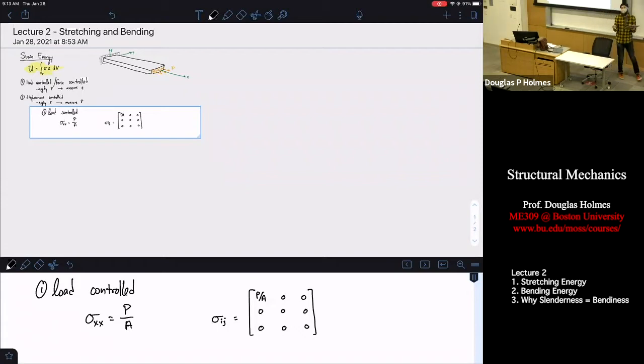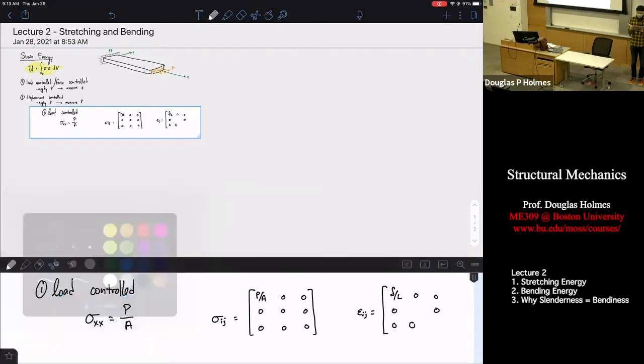That doesn't matter here because we're taking stress and multiplying it by strain. So our strain tensor is going to look like delta over L. There's no shear, so these are all 0.